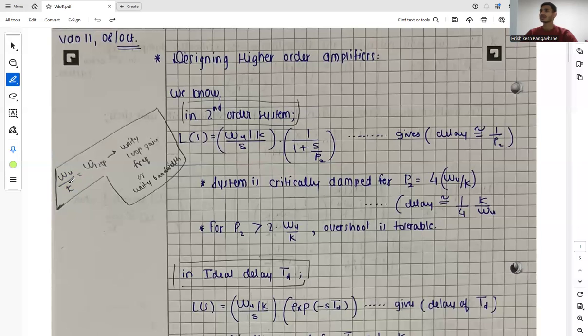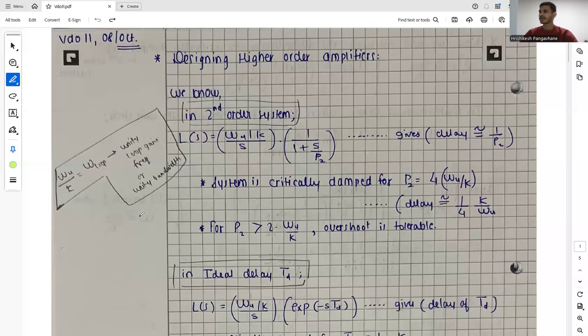So we know that in a second order system, our transfer function, or let's say the loop gain, is omega u by k by s multiplied by 1 upon 1 plus s by p2, as our pole lies at p2. So this gives a delay of approximately 1 by p2. We are aware of this fact.